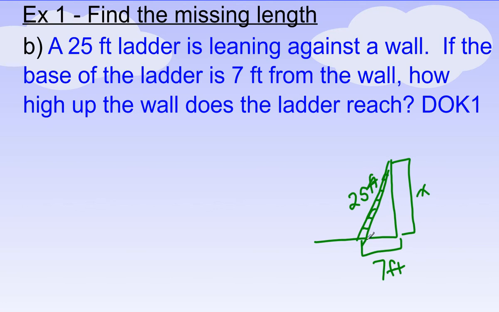But if you look, this makes a right triangle. There's our right angle. So, Pythagorean theorem again. A squared plus B squared equals C squared. Now, this is the longest side since it's across from the right angle, which means that is the C.